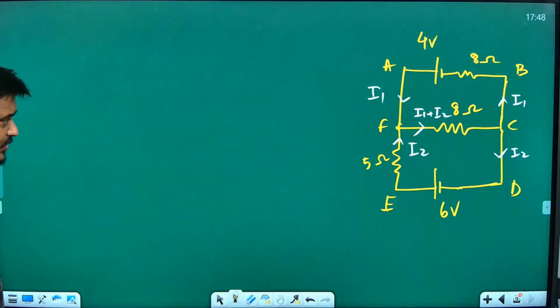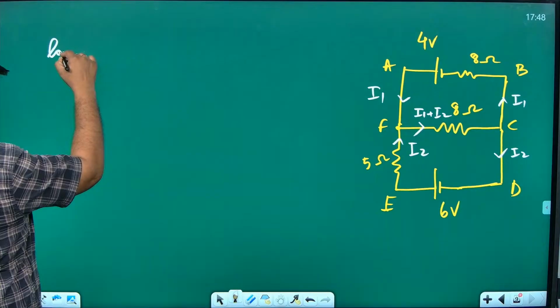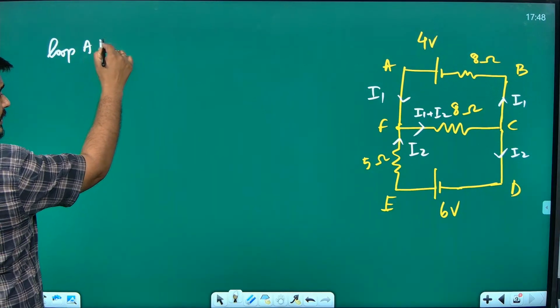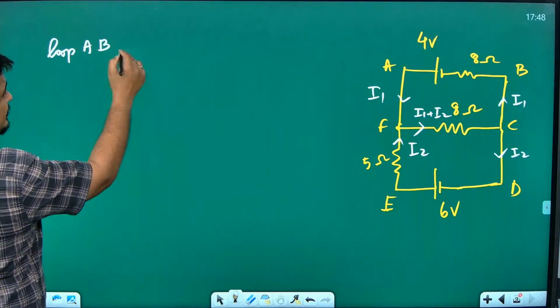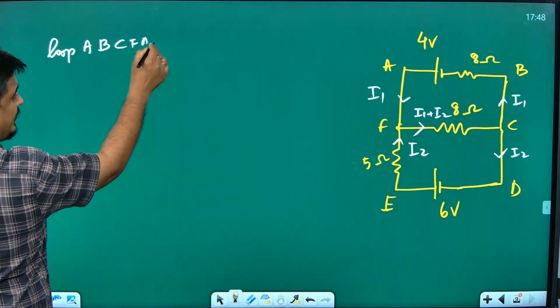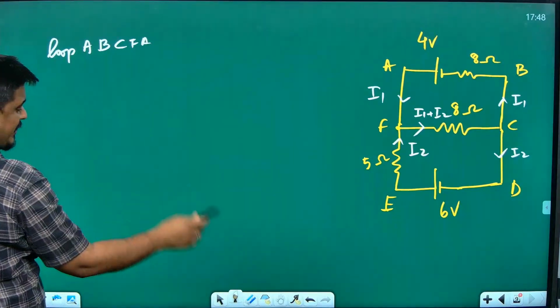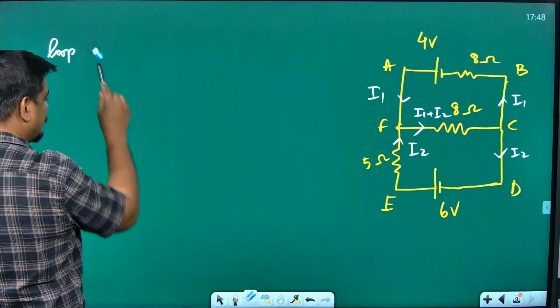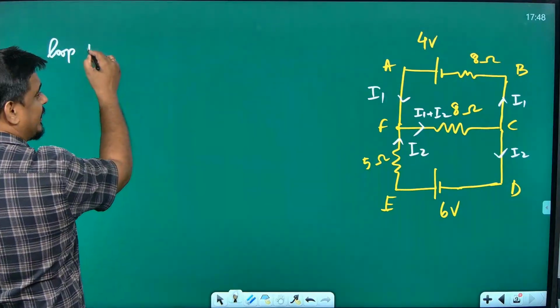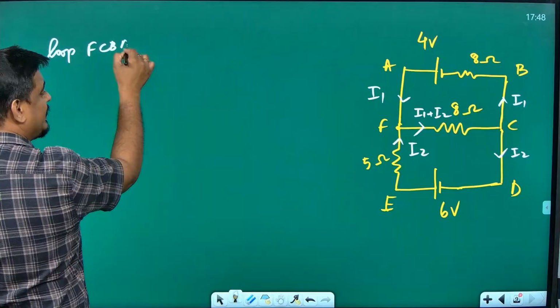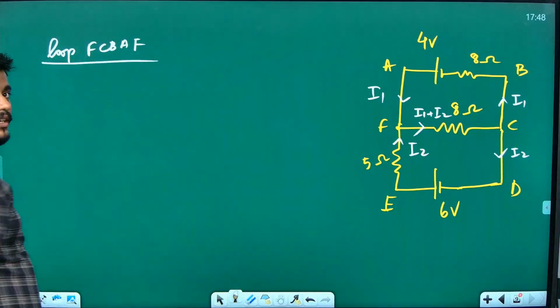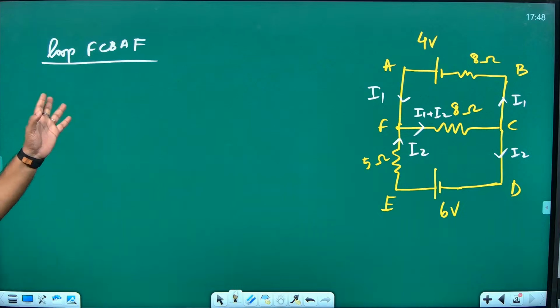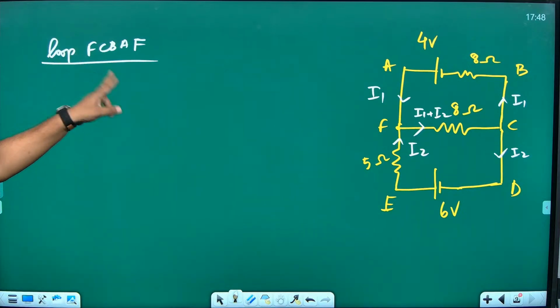And then I will take loops, loop A, B, C, F, A. Ideally I should take that loop, it will be more easy. Sai Rakshana, be ready. I am taking loop F, C, B, A, F. Unmute yourself. You see the board and tell me, once again for my loop: F, C, B, A, F.